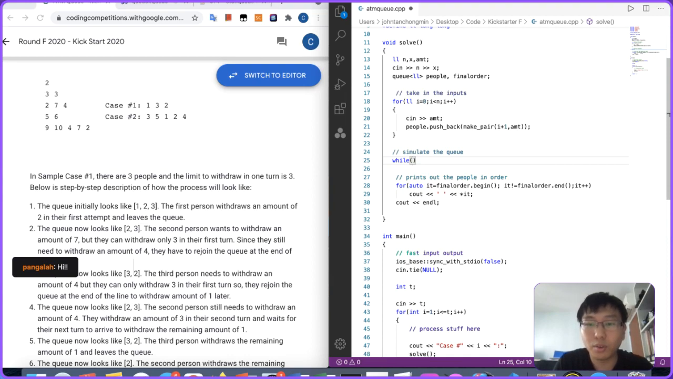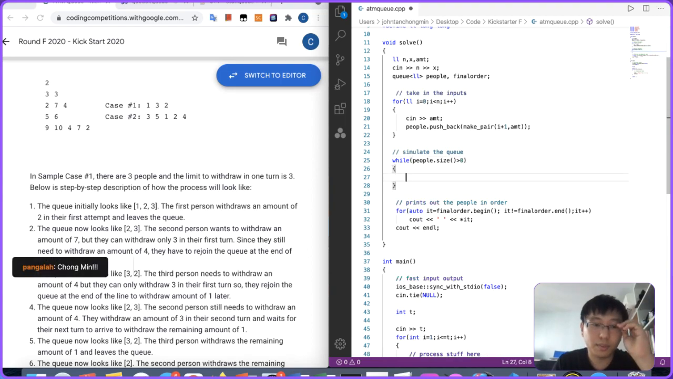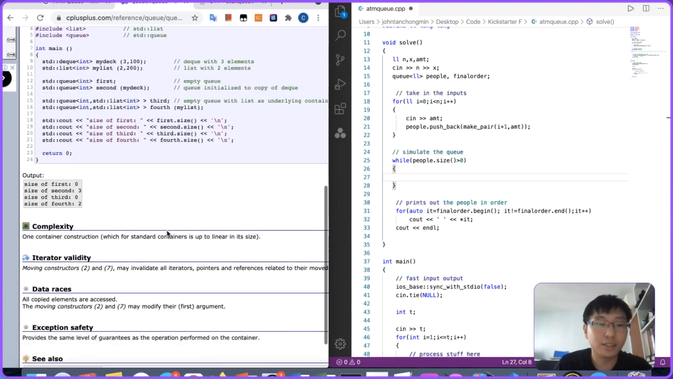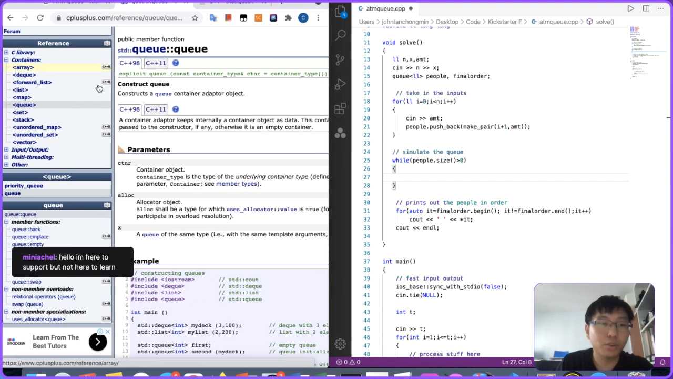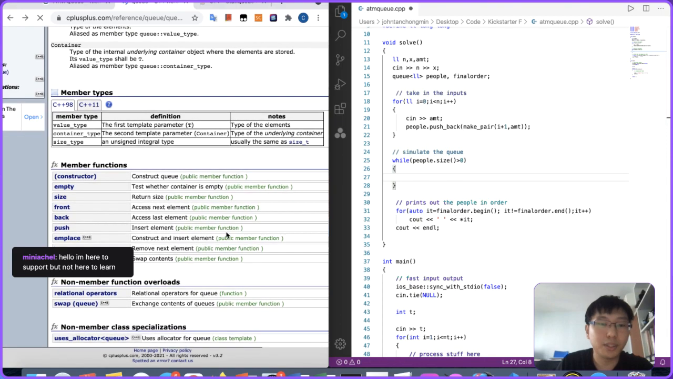Okay, while people dot size is greater than 0, that means while there are still people, then I guess we need to pop one by one. And when we pop one by one in the queue, I believe a queue is a first in first out system, so the first person will come in. So after we pop the queue, we see whether the person is it. Okay, so let's do this.